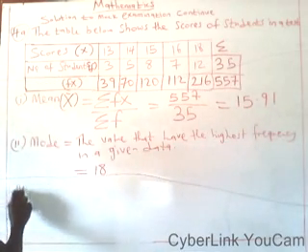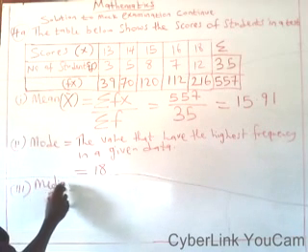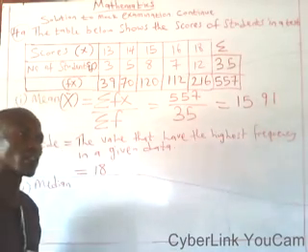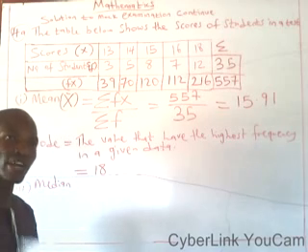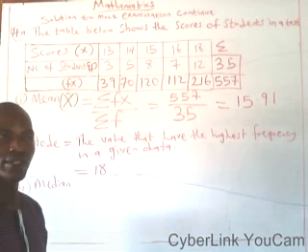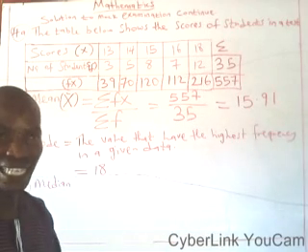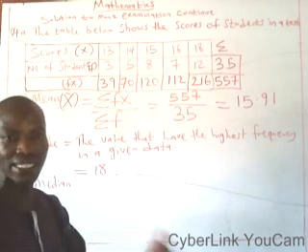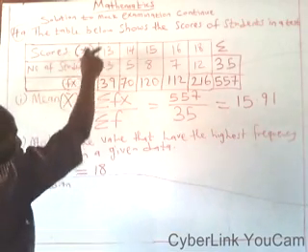The next one says that we should also use the table to determine the median. How do we go about this? In statistics, the median happens to be the value or the figure that falls at the what? Middle. The value that falls at the middle after you have rearranged the data from the smallest number to the biggest number.